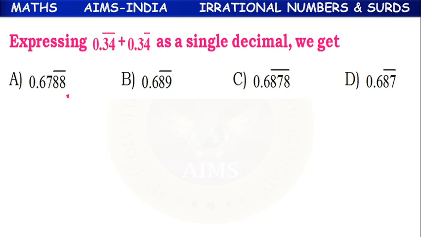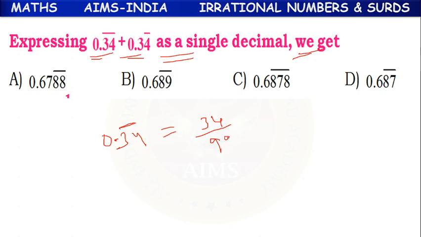Next, 0.34 bar. 0.34 bar as a single decimal, we get what? So actually in your previous classes you might have learnt. So 0.34 bar means here if we remove the decimal we can write 34, but two digits are repeating, so that's why we have to keep two nines. We can write it as 34 by 99.